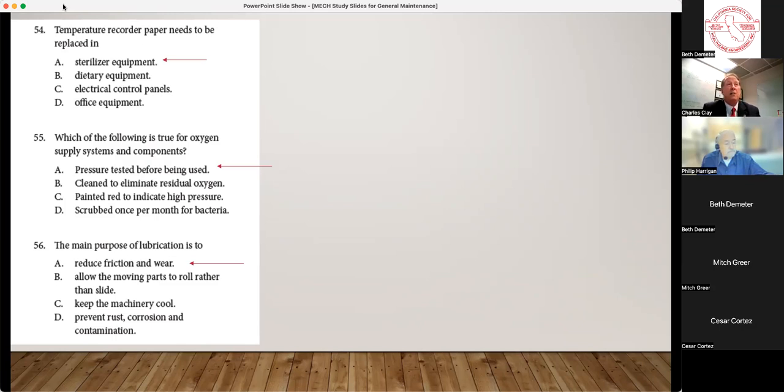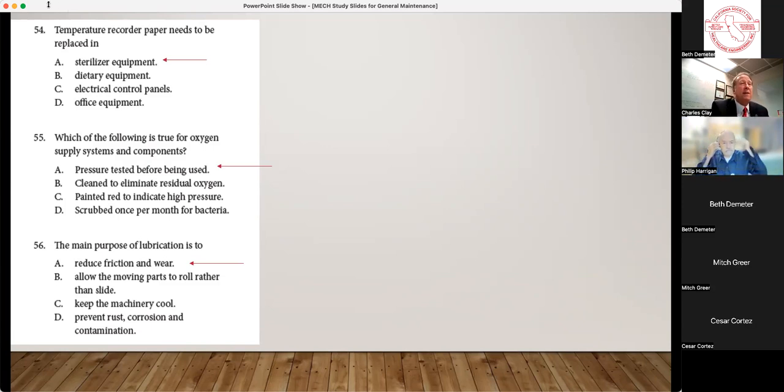55, which of the following is true for oxygen supply systems? And kind of remember, if you're a general maintenance worker, you may not be working on the oxygen system, but just by process of elimination, which of the following is true? Well, you wouldn't paint red to indicate high pressure, right? So that's something different. Scrub once per month for bacteria? You're not scrubbing the oxygen supply system for that. Clean to eliminate residual oxygen? Well, it's got oxygen in it, so that's not it. So by process of elimination, it's pretty easy that it's a pressure test before using it. You want to make sure there's no leaks in the oxygen system.